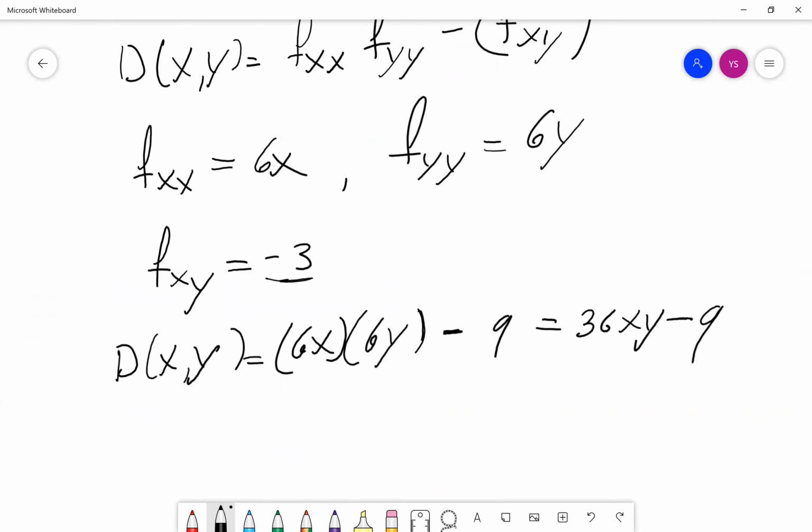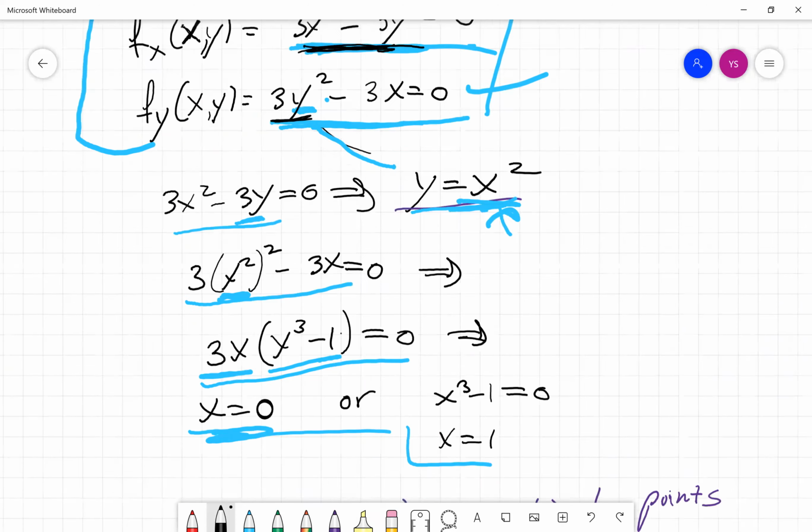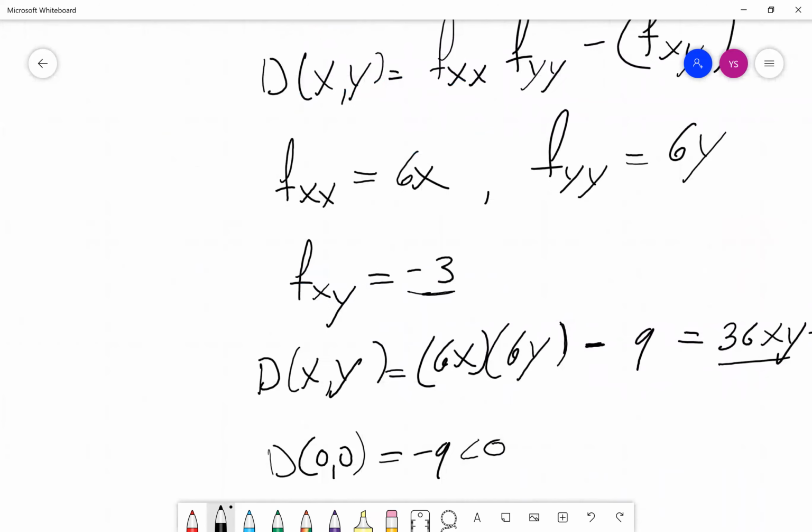Okay, so let's try it. Let's see what is D of 0, 0. D of 0, 0, putting in zeros here, is going to be equal to -9, which is less than 0. So let's go back to our classification. If it's less than 0, we have a saddle point. So this must be a saddle point. So 0, 0 is a saddle point.